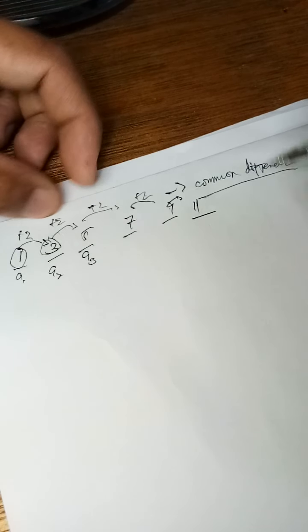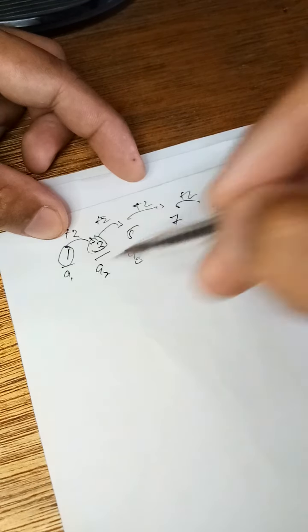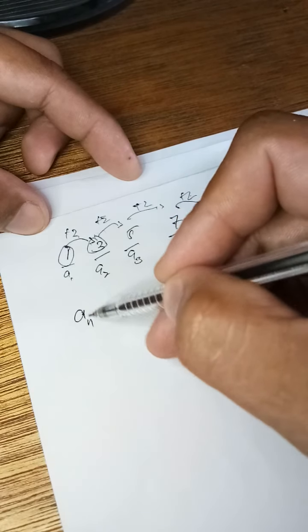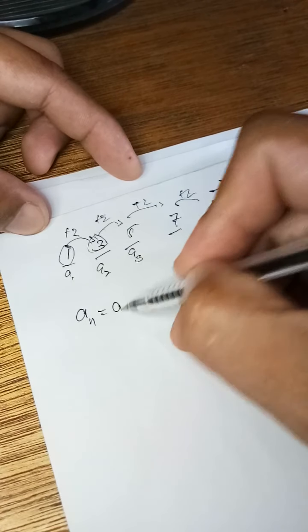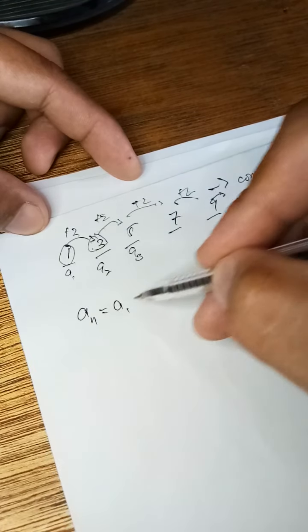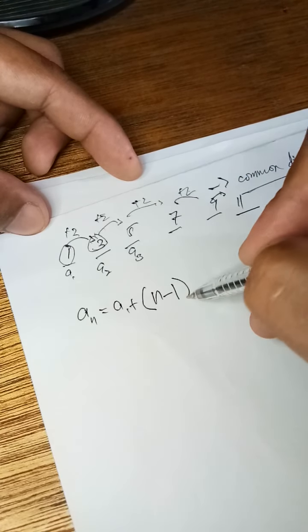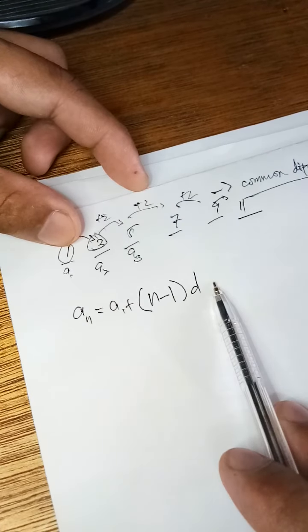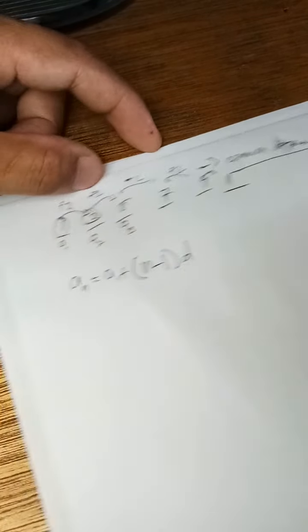In this case, mayroon tayong tinatawag na general formula. So, ano ba yung general formula? In finding the nth term, we have a sub n. A sub n, kung anong term siya, is equal to a sub 1, the first term, plus n, yung hinahanap natin na term, minus 1 times the common difference. So, ito yung tinatawag natin na general formula in finding the nth term. Okay? Take note that the common difference ay makikita natin doon sa first difference.